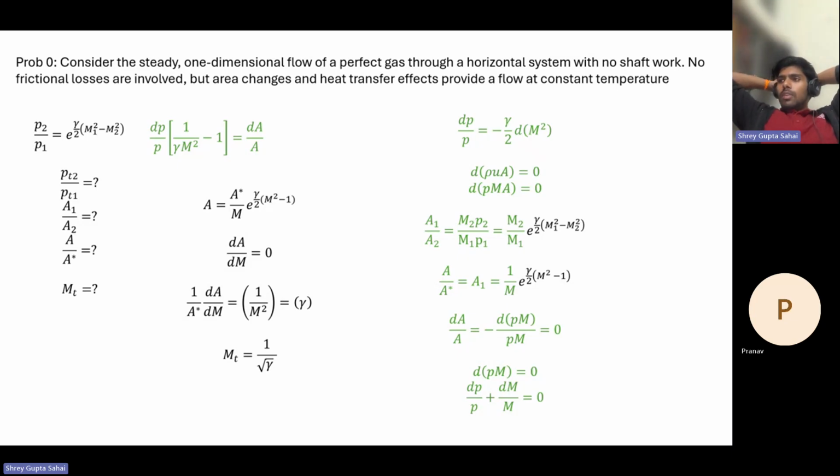Anyways, first let's try to understand why A star is a constant. Pranav, can you tell me why A star was kept as a constant? Or what do you think? Is it a constant or not? Is this derivation fine or not?